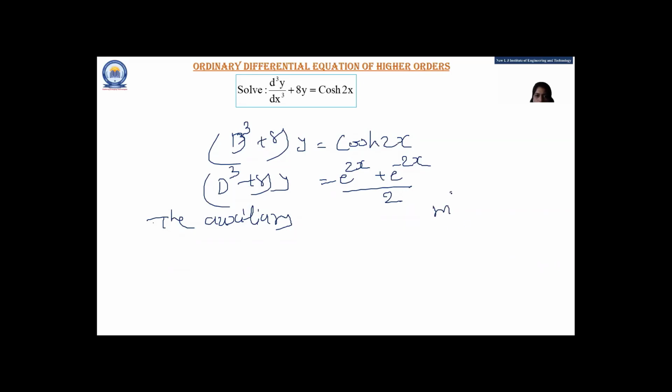So for m cube plus 8 equal to 0, what are the factors of m cube plus 8? That is m plus 2, m square minus 2m plus 4 equal to 0, right? From this, you have to find total 3 roots and you have to find CF by yourself. And for PI, I just give you one hint and you have to do by yourself only.